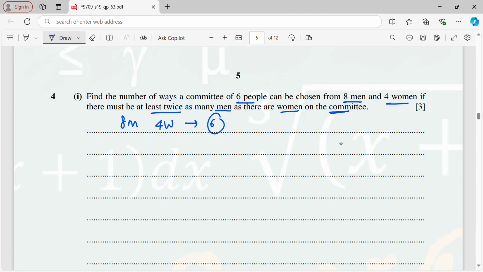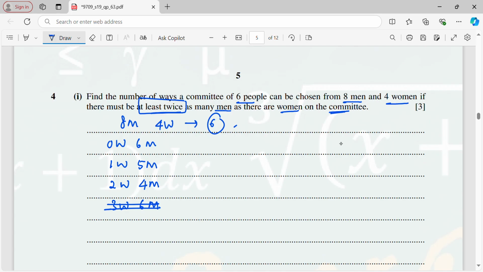So which means now I would say that probably I choose all 6 men. Okay, at least twice, at least double. So if one woman, then at least double means at least twice, minimum 2 men. So I will say I am choosing 5 men now to make it 6 persons, or probably 2 women, then double of 2 will be 4. So I have to choose 4 men. Now I cannot choose 3 women. If I choose 3 women, I have to choose double of this. That means I have to choose 6 men. So 6 plus 3 is already 9. So that means this is not counted.